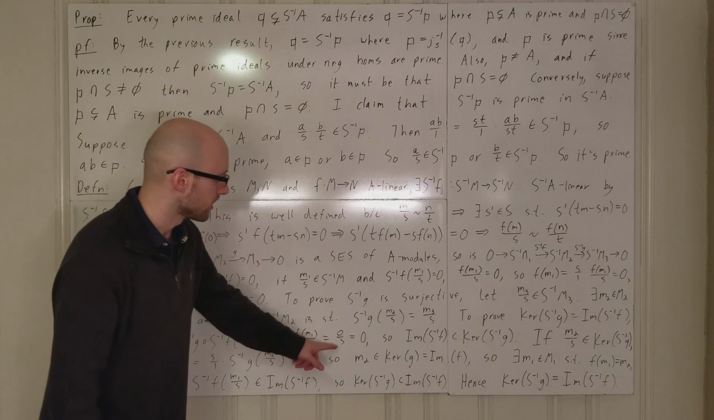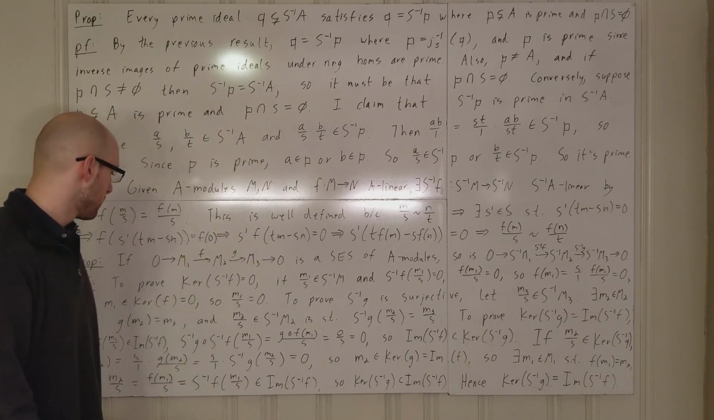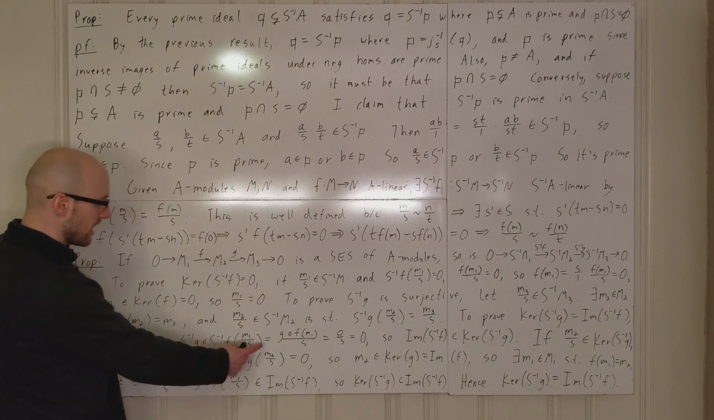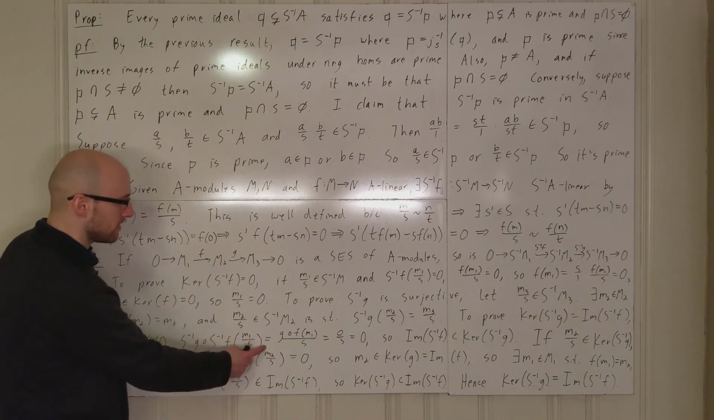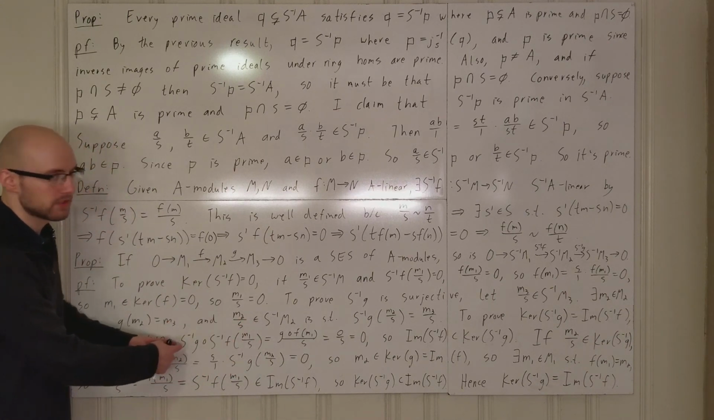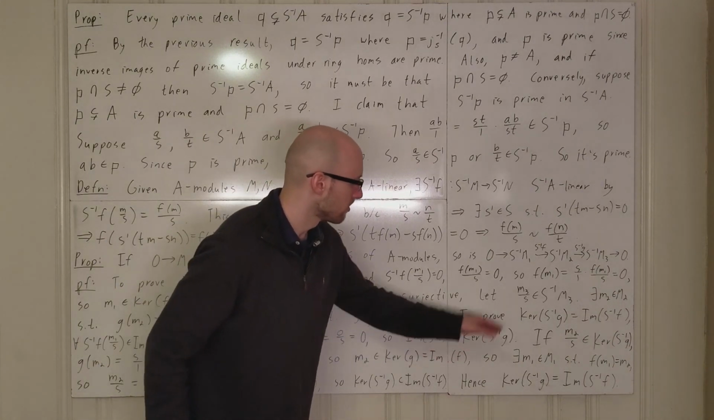feeding it through G kills it. So this is 0 over S, which is 0, and so if you take this element in the image, then this element mapped under S inverse G is 0. So this element, which is in the image of S inverse F, is also in the kernel of S inverse G, because S inverse G kills it. So the image of S inverse F is contained in the kernel of S inverse G.